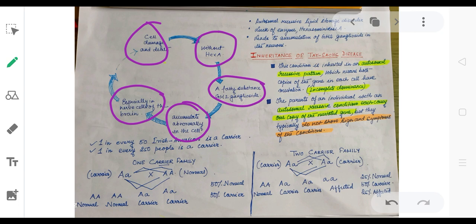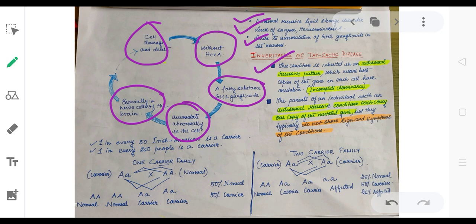So, you know that it is called an autosomal recessive lipid storage disorder; lack of the enzyme hexa leads to accumulation of GM2 ganglioside in the neuron. So this is the gist. Now you know that this condition is inherited in an autosomal recessive pattern, meaning that when both parents are carriers, there is a 25% risk of giving birth to an affected child. I will show you how.